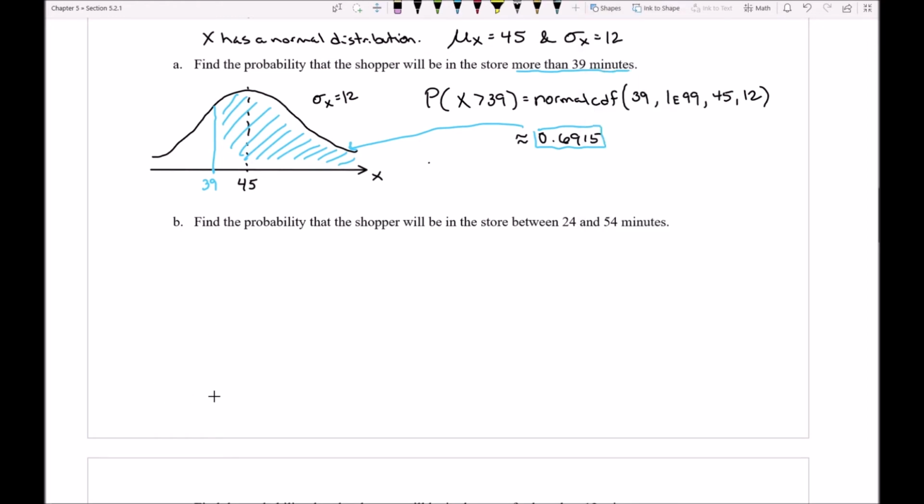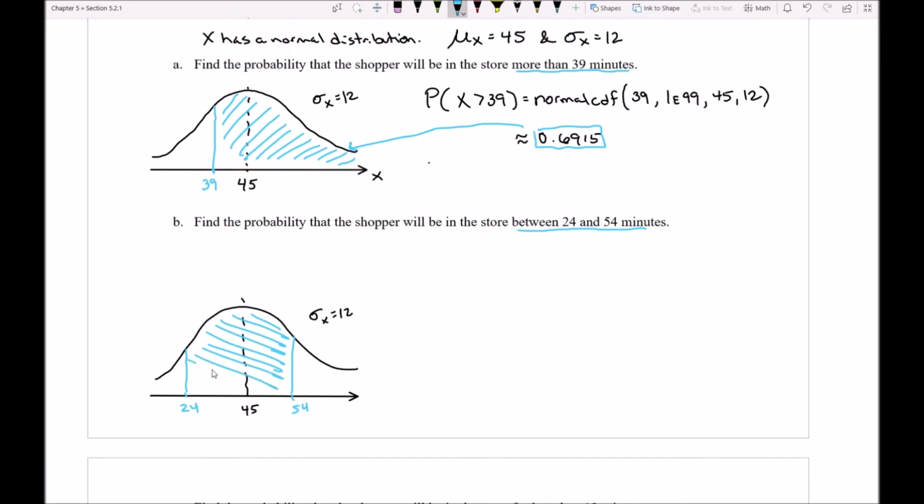All right, I'm going to try to do the exact same thing that I just did a moment ago. I'm going to go ahead and say, let's draw out a nice normal curve. I'm going to put 45. Standard deviation is 12. And now I know that I want to be between 24 and 54. Okay, so let's see. 24 would be somewhere like over here. 54 would be somewhere up here. And if I want to be in between them, then the space that I'm interested in shading is right here.